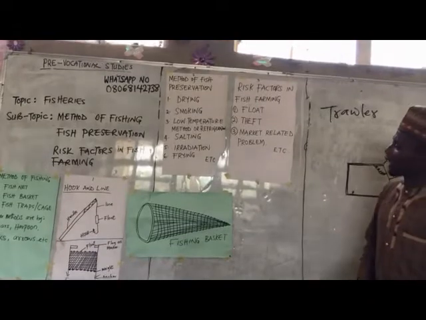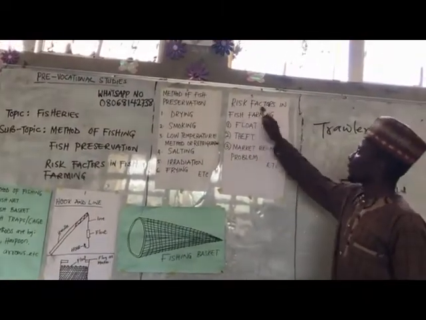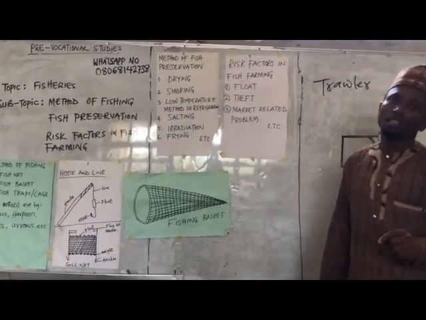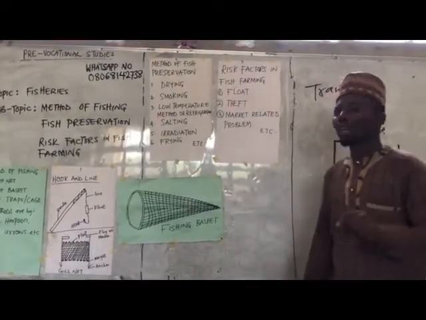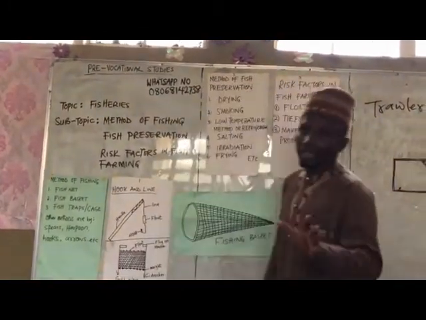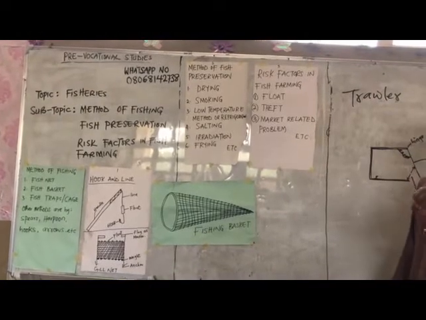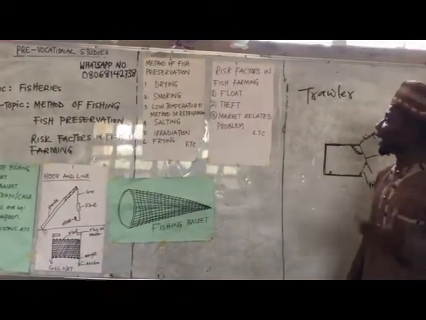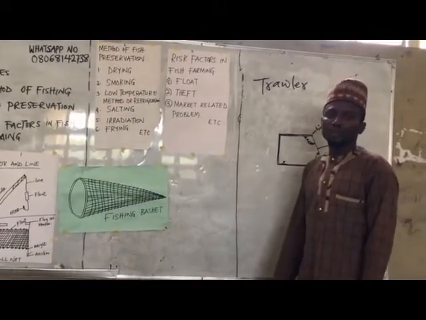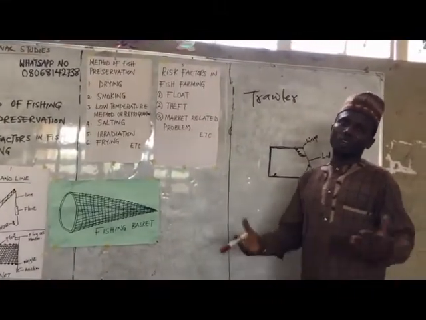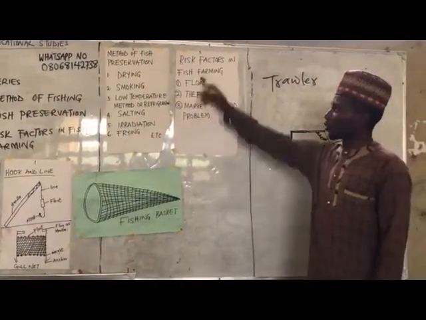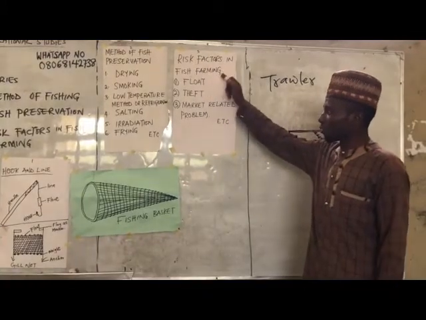Then let's quickly look at the last part here, which we refer to as risk factors in fish farming. When they're talking about risk, what does that mean? Risk is referred to as possibility, the likelihood of what? Of negative outcome. So when you are into fish farming, there's something that can make you incur loss. Those things that can make you incur loss are what we call risk factors in fish farming.